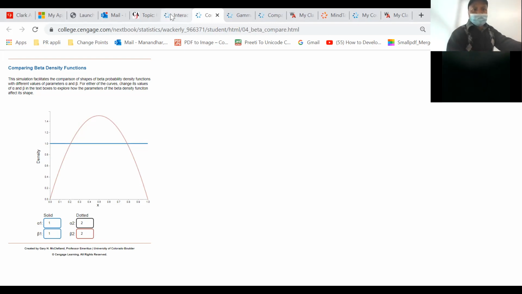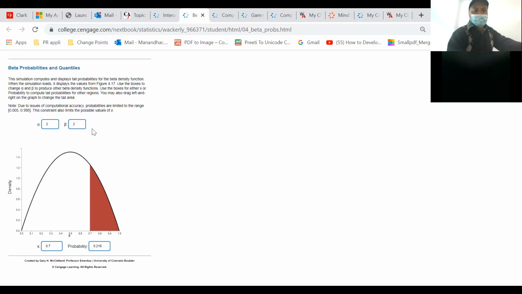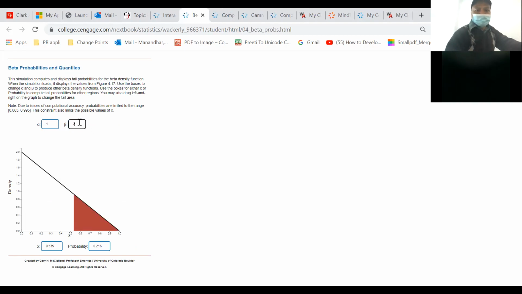Now, another one here. This is the beta probabilities and the quantile here, right? Now you plug in the values of alpha and beta here. Let's say this is equal to 1 and this is equal to, say, 3. Let's say 5 like that. Now you want to find the probability that it is greater than 0.4. Now you have the probability.